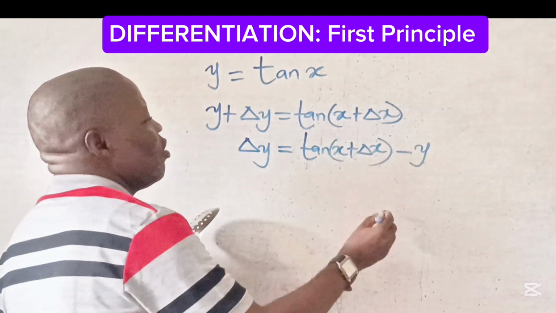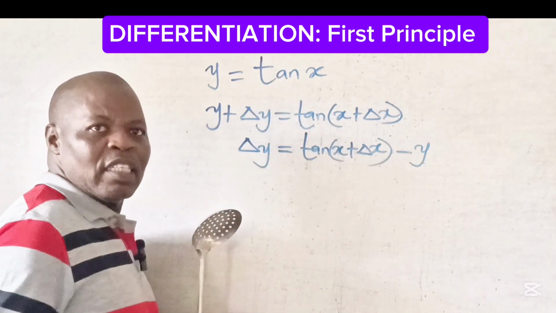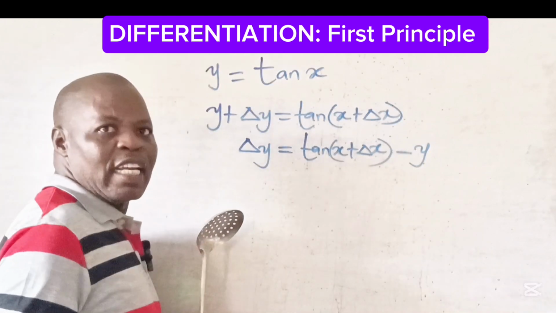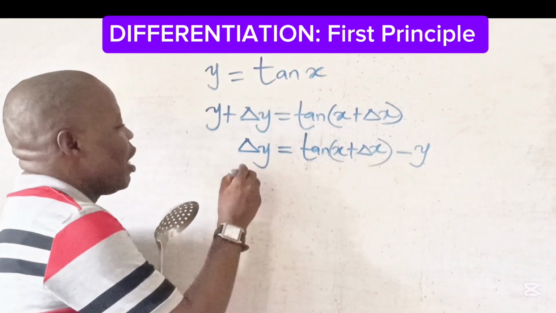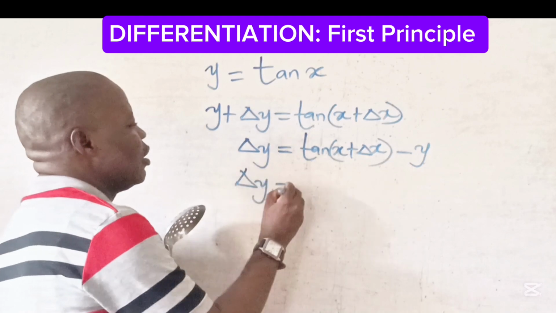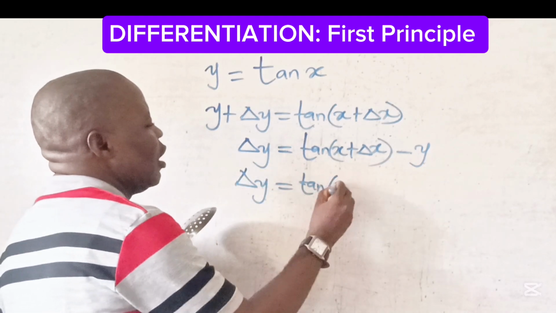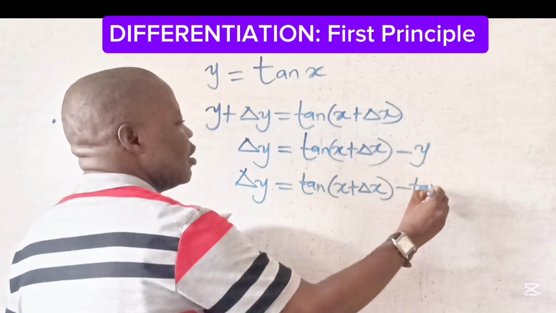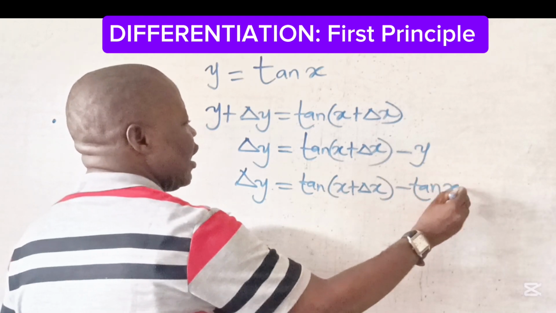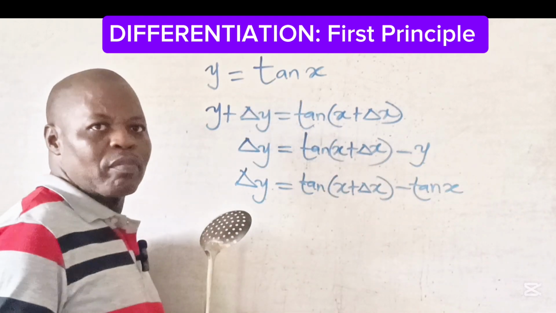minus y. What is our y from the beginning? Our y is tan x. So we have to replace this y by tan x that we have here. So we have change in y is equals to tan x plus change in x minus tan x from the initial function.